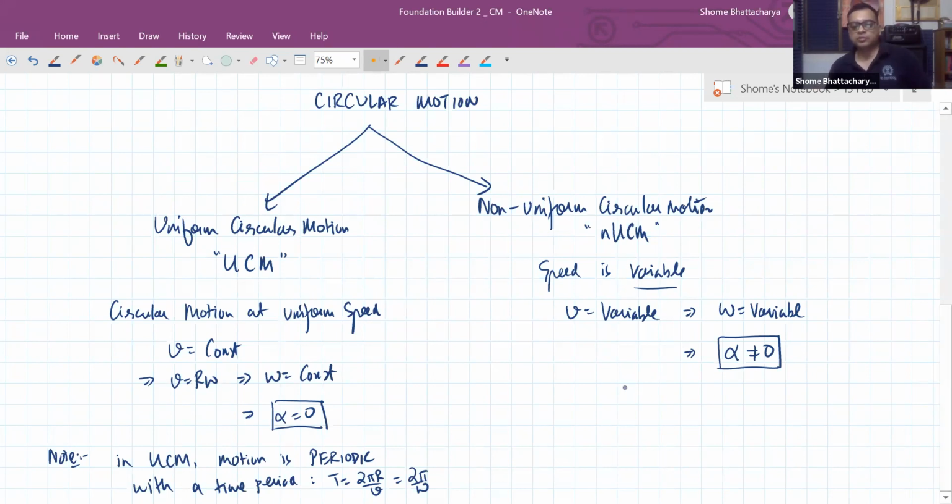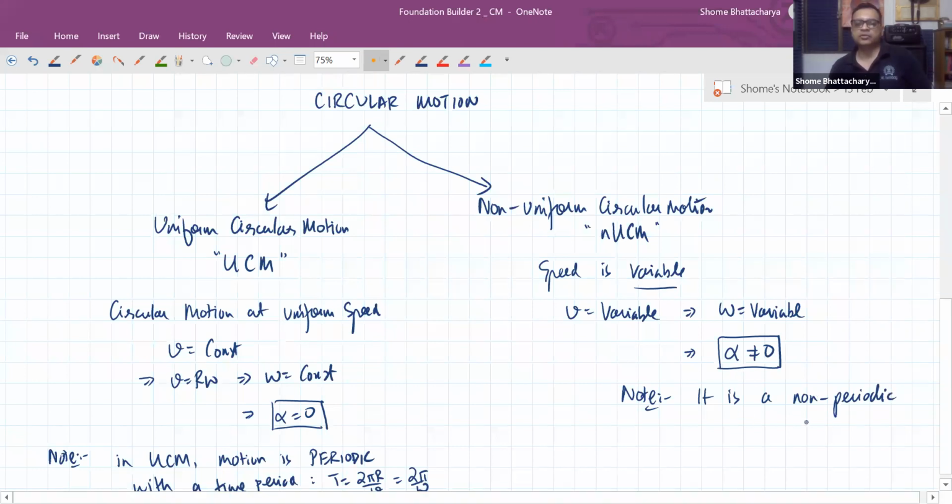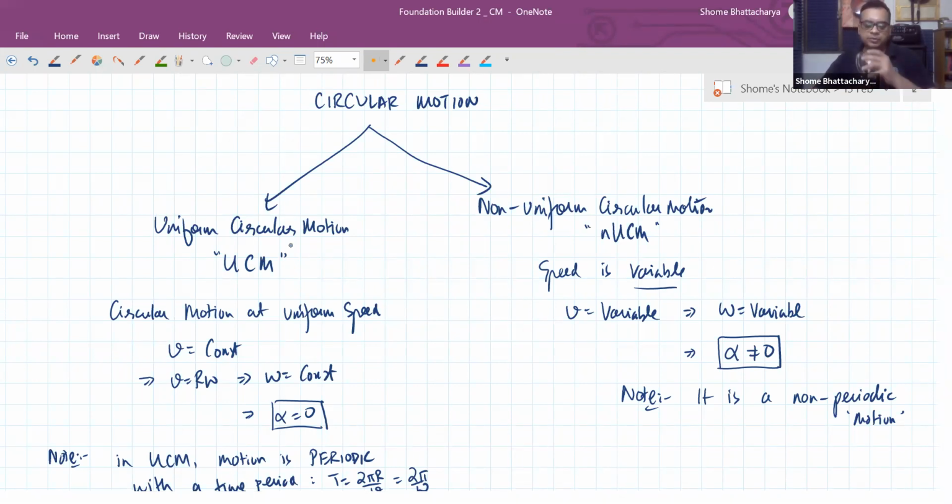Whereas non-uniform circular motion is non-periodic. This is happening with variable speed, so every revolution will happen in a different amount of time. So there is no fixed time period. These are just some additional properties of the two types of circular motion, uniform and non-uniform. By definition, what is uniform circular motion? It's circular motion at constant speed or uniform speed, and non-uniform circular motion is one at variable speed. Having understood this, next we will understand how to write the acceleration for each type of case.